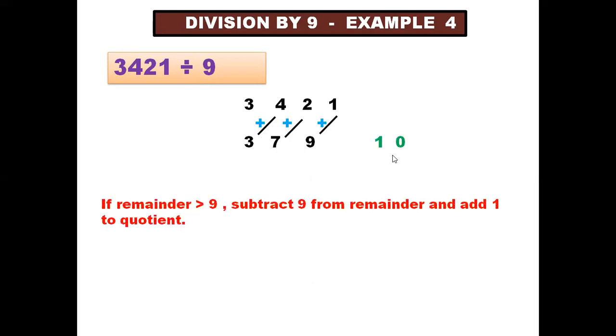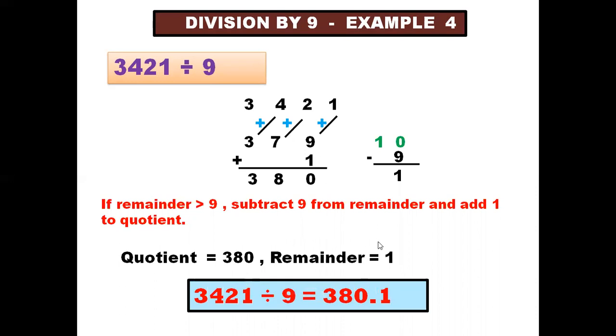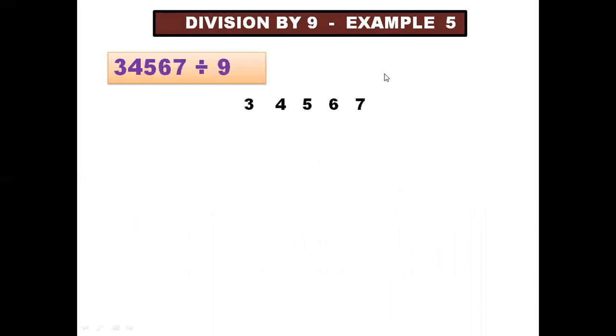Now again, 10 is greater than 9. So what we do is we subtract 9 from 10 and we add 1 to the quotient, that is 379 plus 1. So we get 380 as the quotient, and 10 minus 9 is 1. So we can write this as 380.1. It's very easy. Once you know the method, it's very easy. You don't have to do long division.